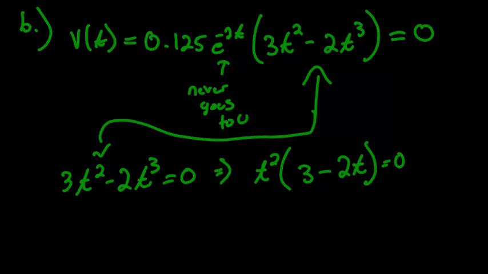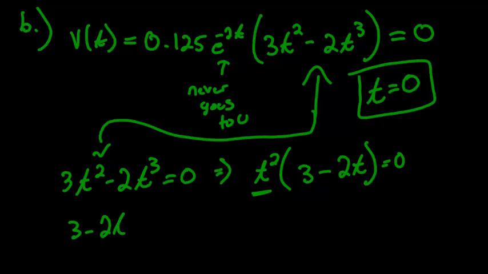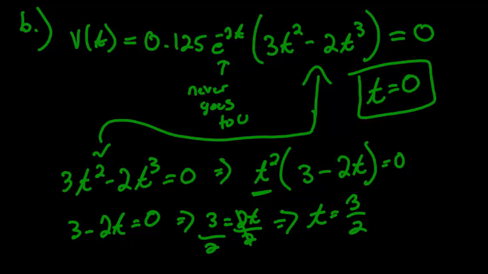So we have v equal to 0 when t equals 3/2 and when t is equal to 0, right? So when t is equal to 0, we can see easily right here by plugging in 0 there, this equation goes to 0. Then we'll set this factor, 3 minus 2t, equal to 0, which is 3 equals 2t. Divide by 2, we have t equals 3/2. So there are two values of t that are going to set this equation equal to 0.